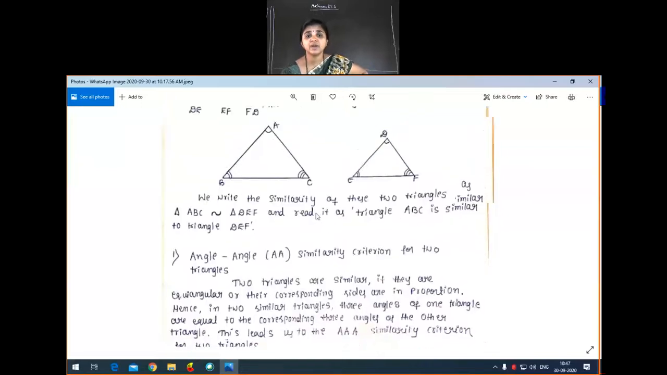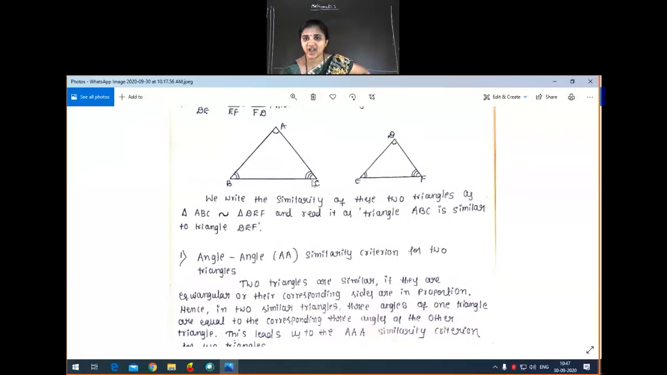So look at this figure. Three angles of this triangle are equal to three angles of this triangle. Of course these two triangles are similar, because if three corresponding angles are equal, then the sides are in proportion, no? AB divided by DE, AC divided by DF, BC divided by EF. So if all the angles of this triangle are equal to the angles of this triangle, we can conclude that the two triangles are similar.